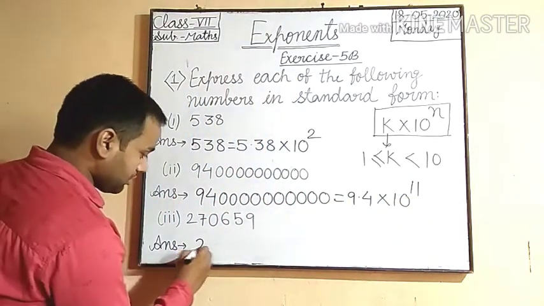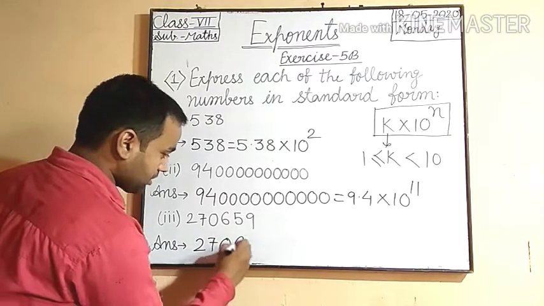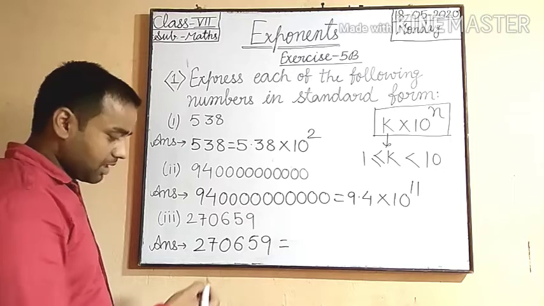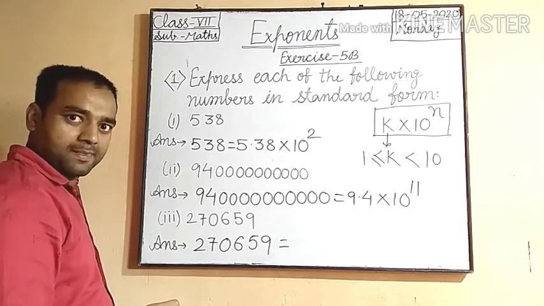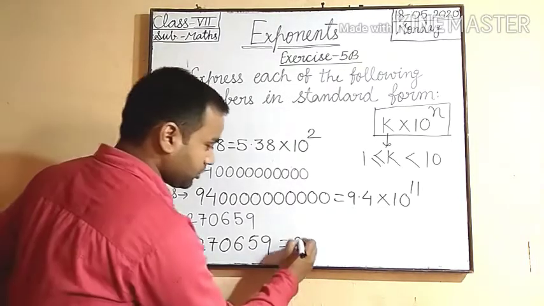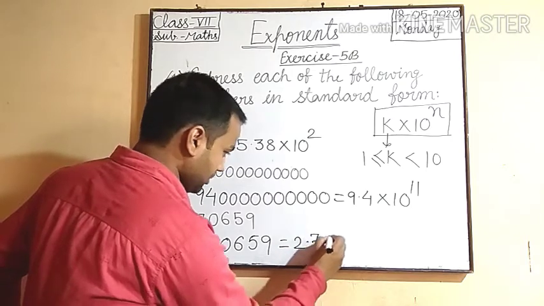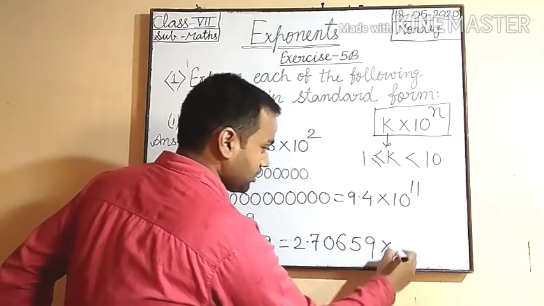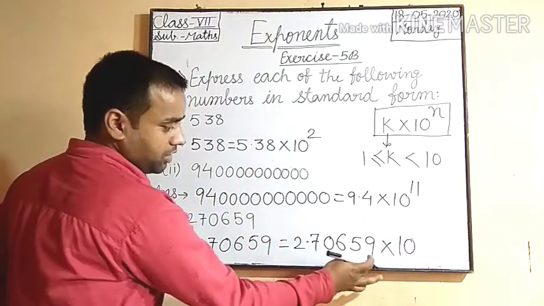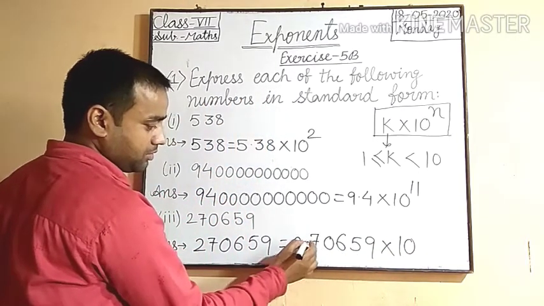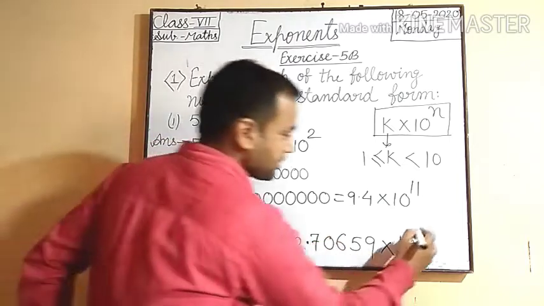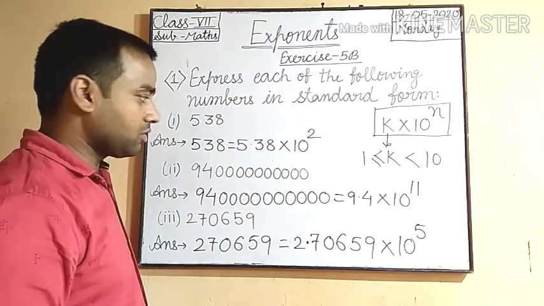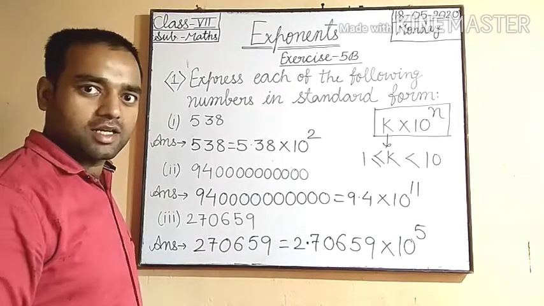Next, 270659. Put the decimal after 2. So here write 2.70659 into 10 power of 1 2 3 4 5. After the decimal there are 5 digits, so here write power 5. Are you getting my points? Okay. Now let us discuss next question.